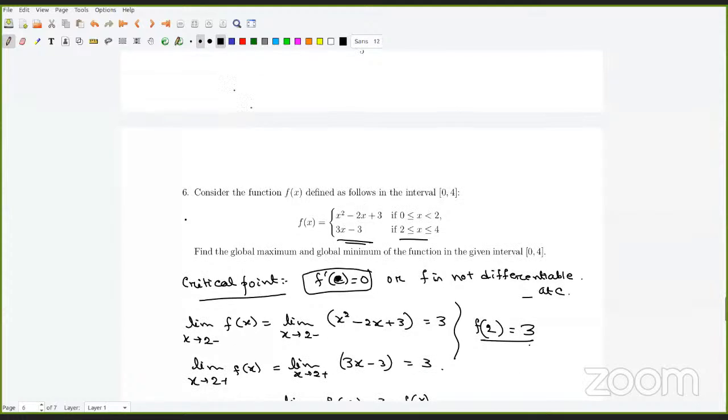So suppose I have a function like this. Okay, I have a function like this. So these points, this is a local maxima.